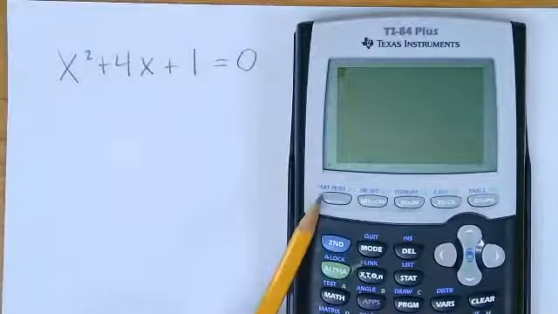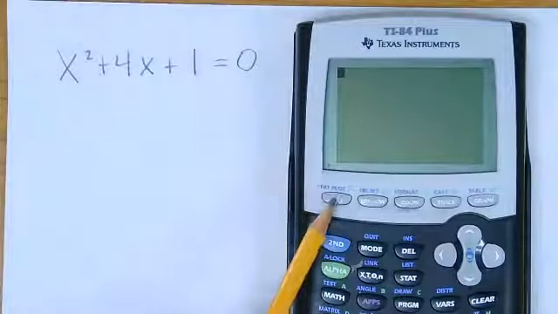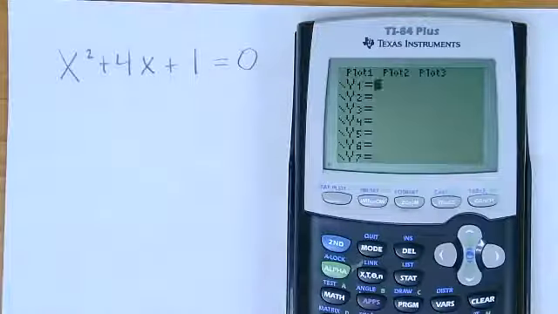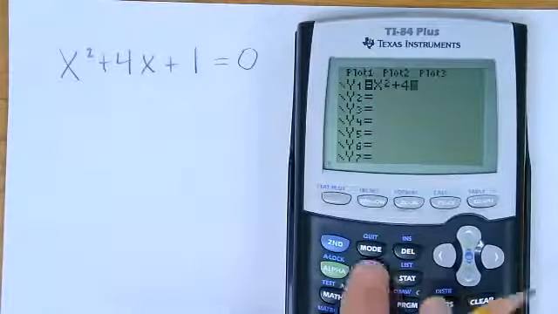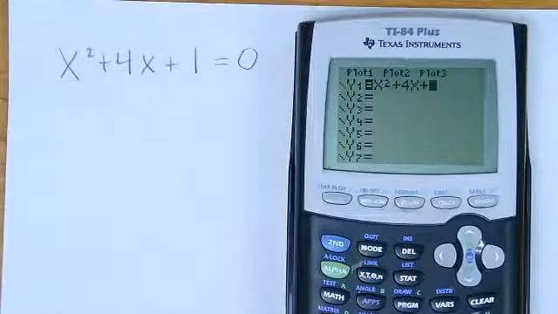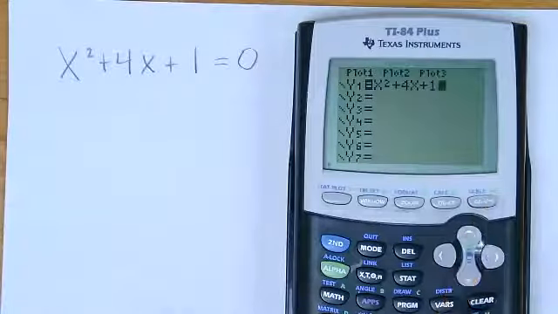Well, what you're going to do is press the y equals button right here, and we're going to plug in this equation. So I'm going to plug in x squared plus 4x plus 1. You don't have to put the equal 0. And then I'm going to go ahead and push graph.